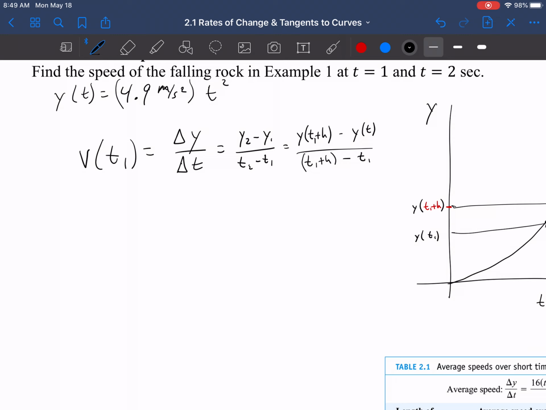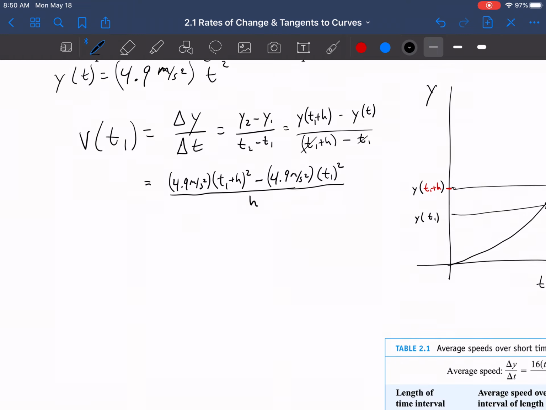And then what's going to happen is, look, we have t1 minus t1 in the denominator. Those are going to cancel, and we'll be left with just an h in the denominator. And so we can start plugging some numbers in. What we'll end up with is 4.9 meters per second squared times t1 plus h squared, minus 4.9 meters per second squared times t1 squared, all divided by h.